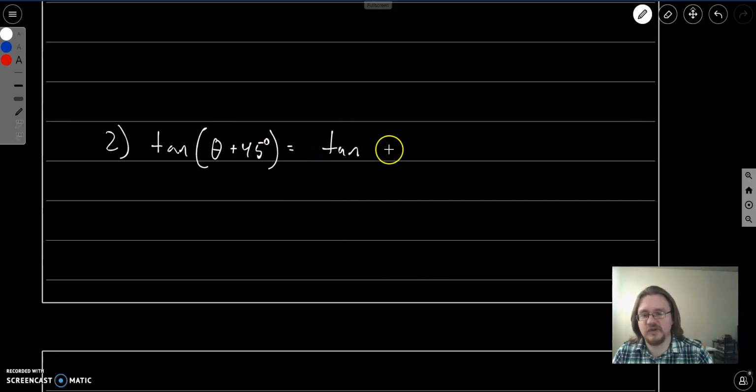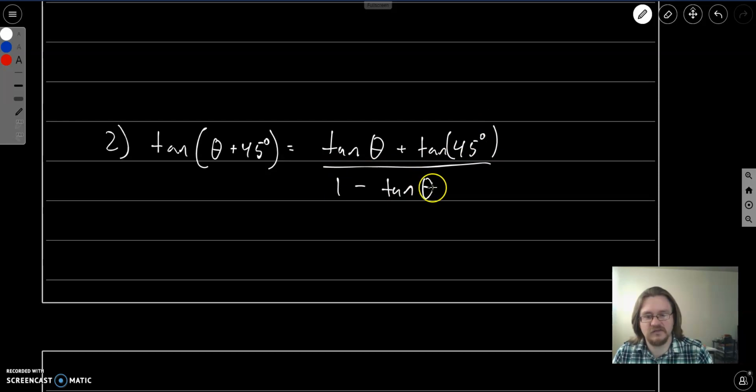This is pretty straightforward. It's tangent of the first one plus tangent of the second, all divided by 1 minus tangent of the first times tangent of the second. Again, this is a formula that you can just write down and look up whenever you need it.